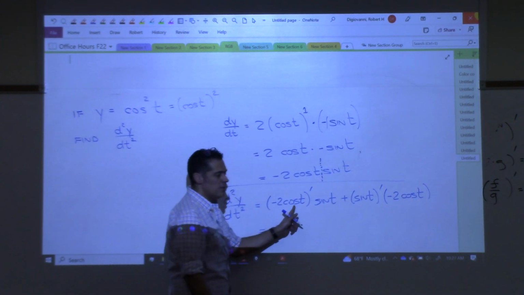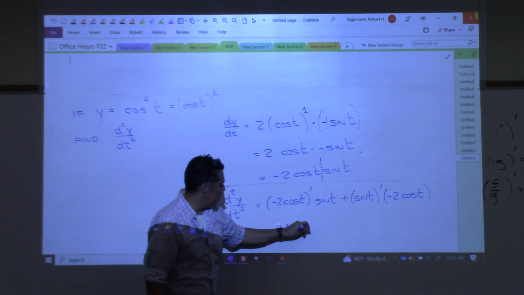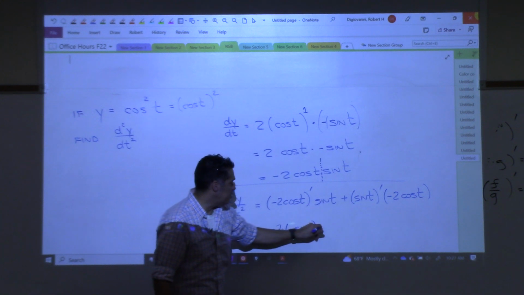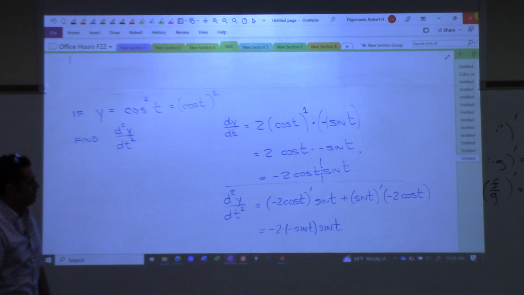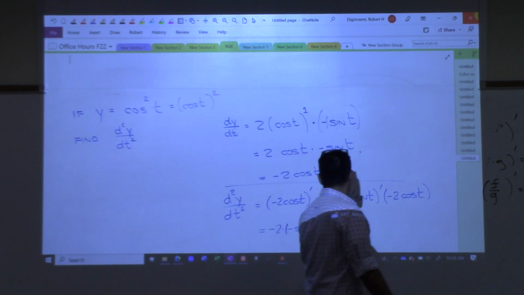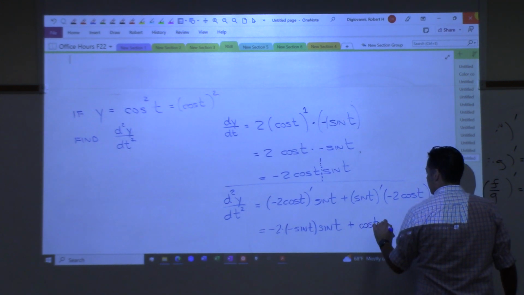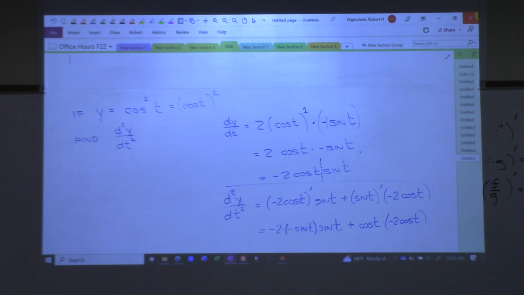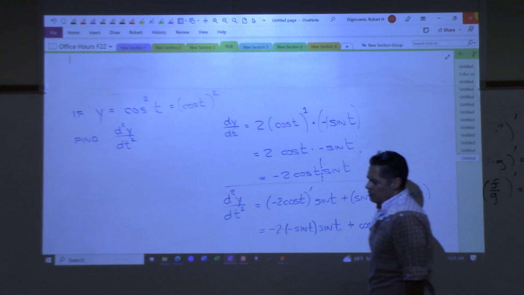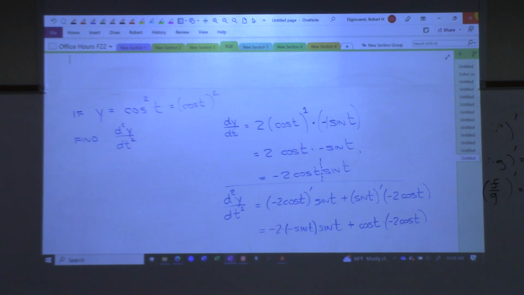What is the derivative of cosine t? Negative sine t, right? Negative sine t. And then I had next to it sine t, right? And then plus, what's the derivative of sine t? Cosine t. But then next to that, I have times -2 cosine t. Okay. That's the second derivative right there.